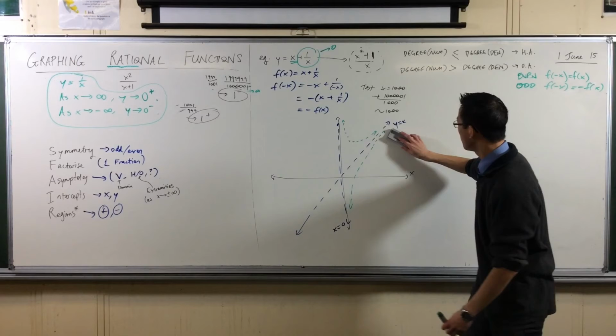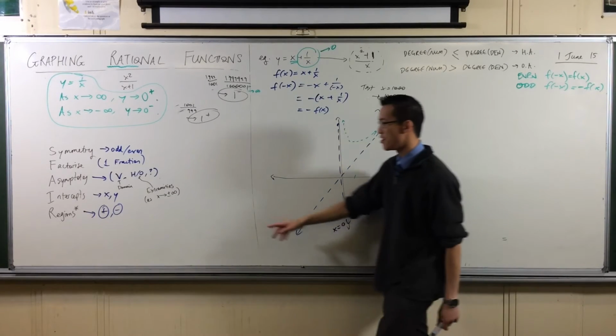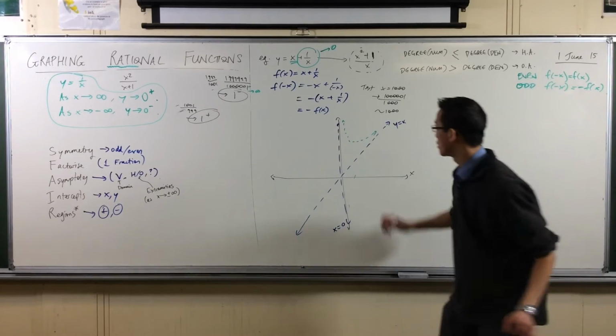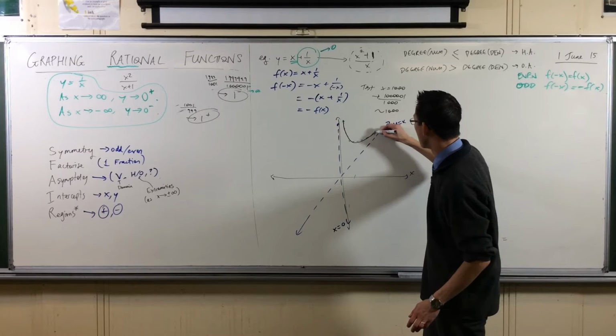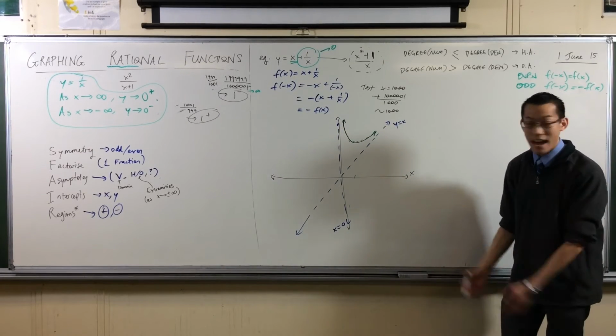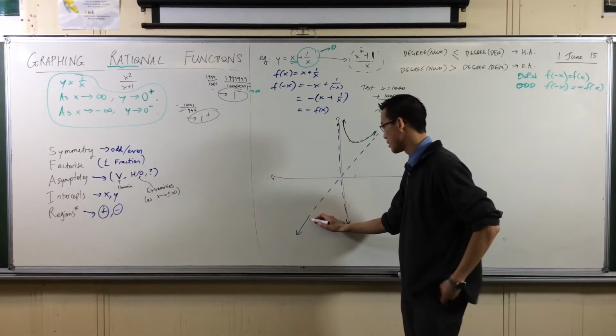I'm going to rub it out now. I know it can't go there because it would do something that I know it can't do, namely have an x-intercept. Okay? So therefore my only option is this guy up here. Okay? Now I've got that, and because that's odd, I have this part down here.